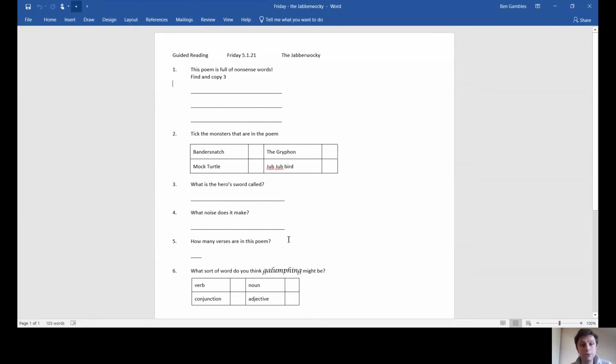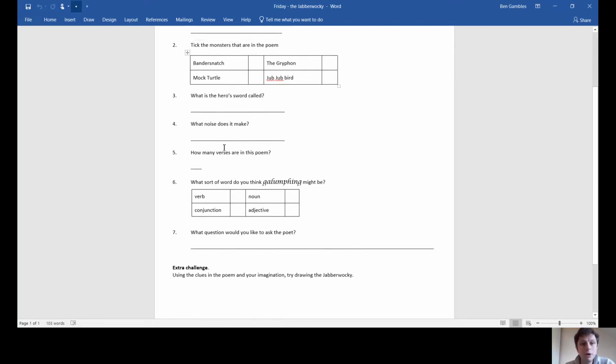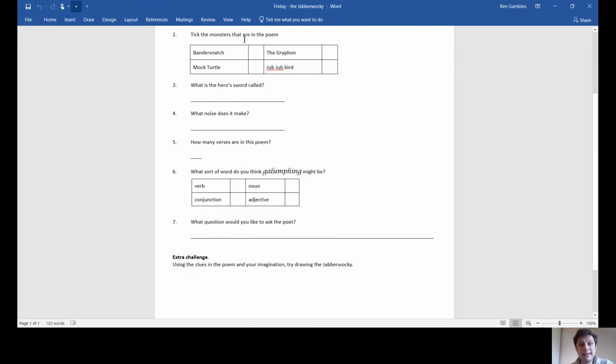Now, don't worry. As I said, the first question asks you about those nonsense words. This poem is full of nonsense words. Find and copy 3 of them. Should be nice and easy. Just find some words where you don't know what they mean. There's lots of them. And then for number 2, a bit of retrieval. Tick the monsters that are in this poem. We've got the Bandersnatch, the Griffin, the Mock Turtle, and the Jubjub Bird. 2 of those are in this poem, and 2 of them are not.